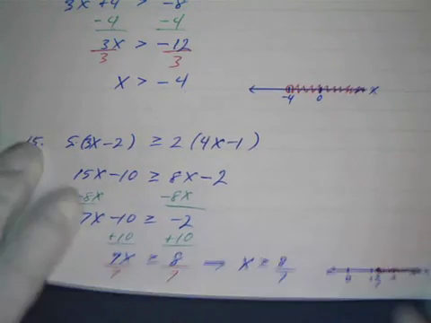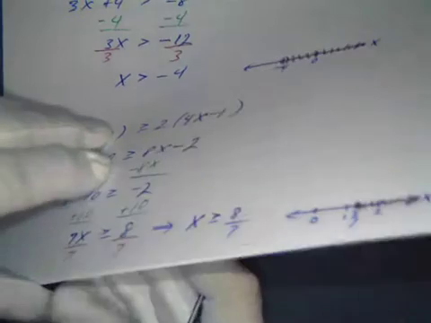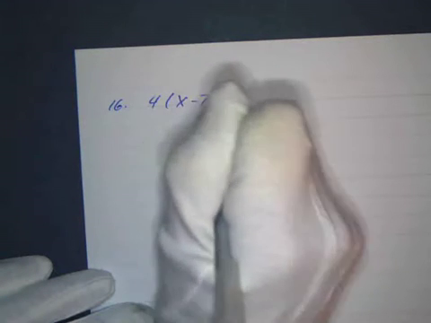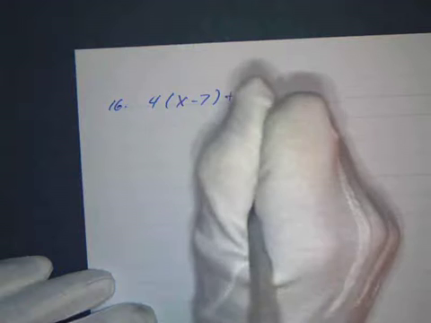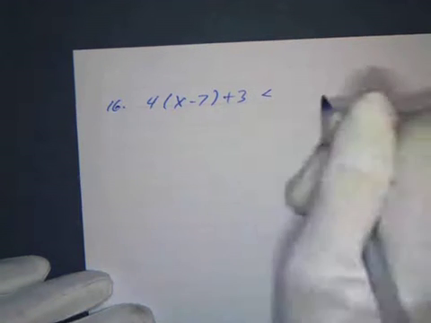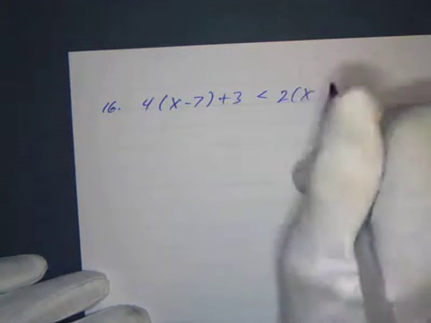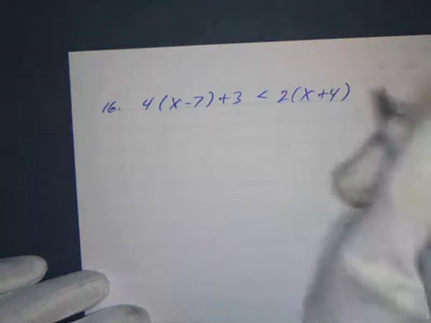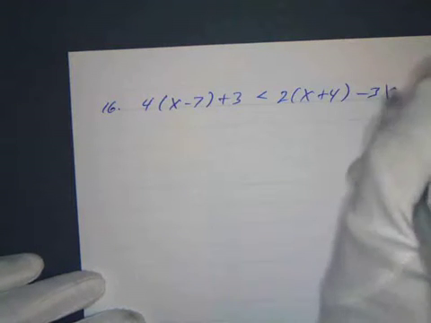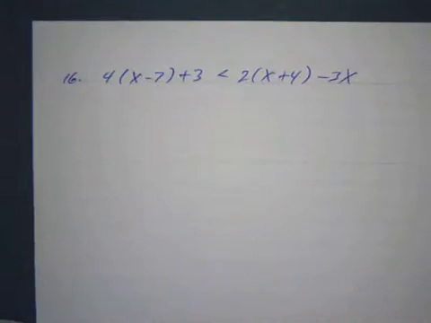And let's try one more. Multi-step here. And this would be number 16, I guess, of our examples. 4 times, parentheses, x minus 7, plus 3 is less than 2 times x plus 4 minus 3x. And again, these can look like any of our equations.